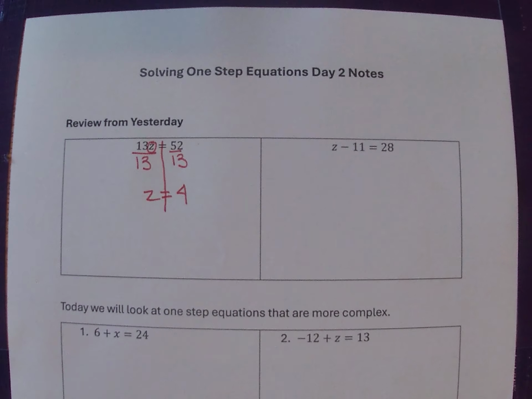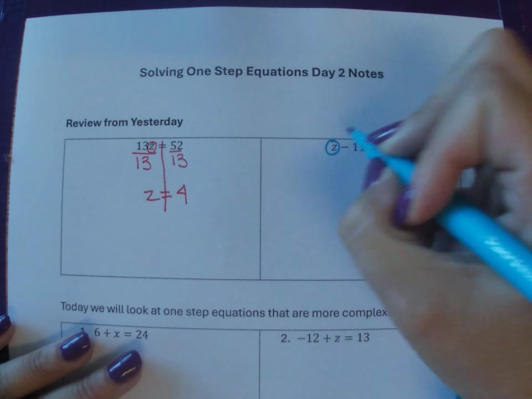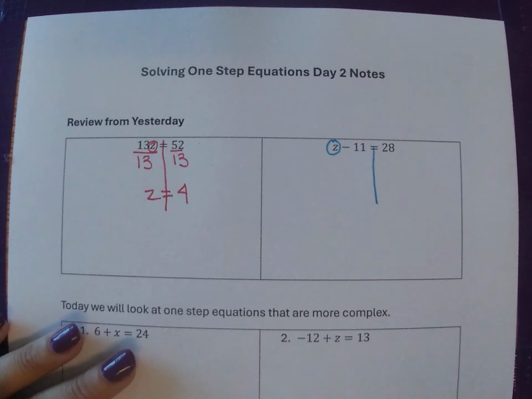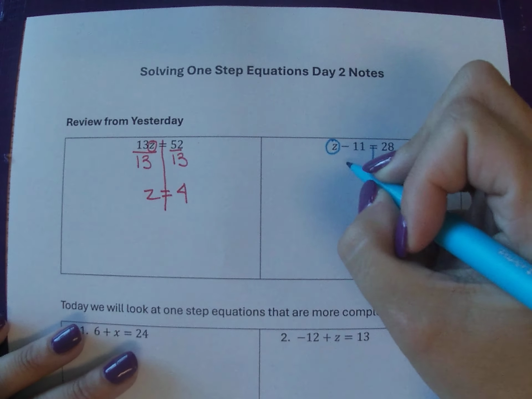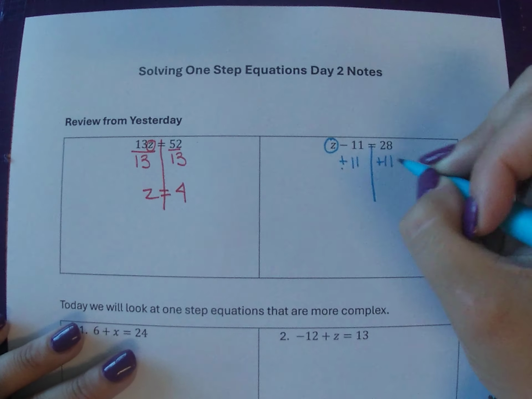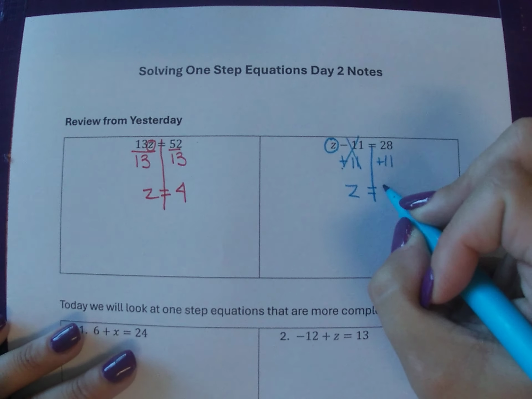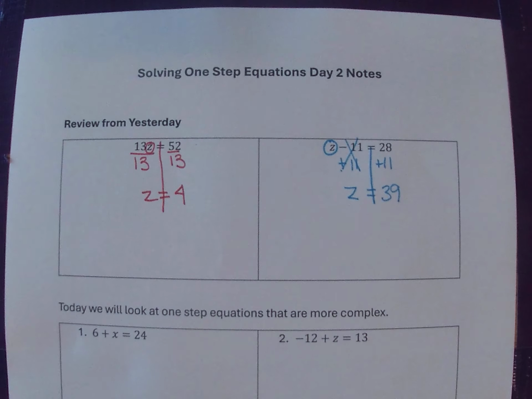All right, if we look at our next one, again, same idea, review from yesterday. We're identifying our variable. We're always looking at the side that our variable is on. We're undoing subtraction with addition, and we are writing that on both sides of the equal sign. Those cancel out. We'll get z equals 39.